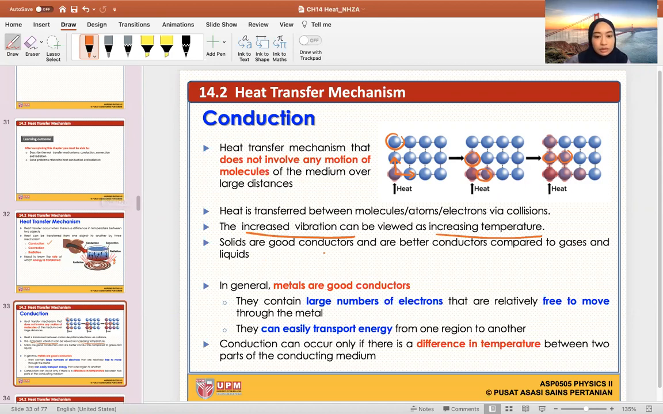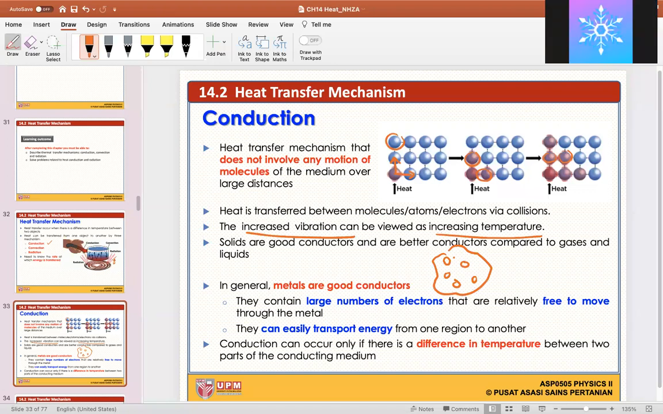So solids are good conductors and are better conductors compared to gases and liquids. Kenapa? As I mentioned before, conduction dia kena bersentuh. Kalau gas dengan liquid, let's say this is a gas, the particles are not exactly packed together, which means that if they want to collide, they have to travel, right? Compared to an iron block, all the atoms are squished together. So kalau orang nak menari setempat pun, orang sebelah terkena, right?